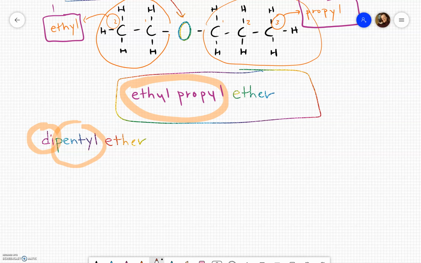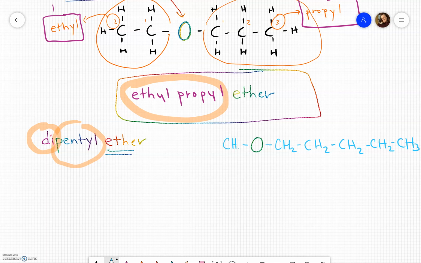oxygen. So I'm going to put my oxygen right in the middle because anytime I see ether, I know that I'm going to have oxygen right in the middle. And then I'm going to do pentyl on either side. And on this one, I'm going to do a semi-condensed structural formula. So CH2, CH2, CH2, CH2, CH3. And the same going the other direction.